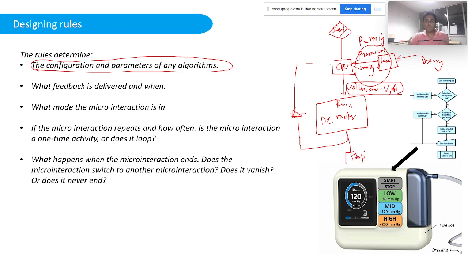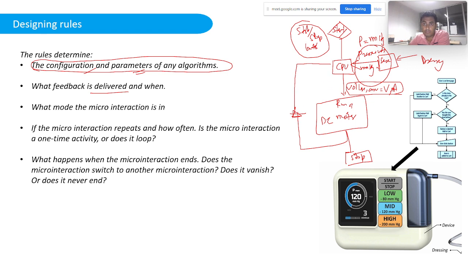So this is a small, simple logic of one particular micro interaction, which is the start and stop button. This is the logic for this particular button. So the rules will determine the configuration and parameters of this particular algorithm. So this is one algorithm. What feedback is delivered? That means what sort of sensor value we are actually getting. Again, the sensor values also need to be determined.